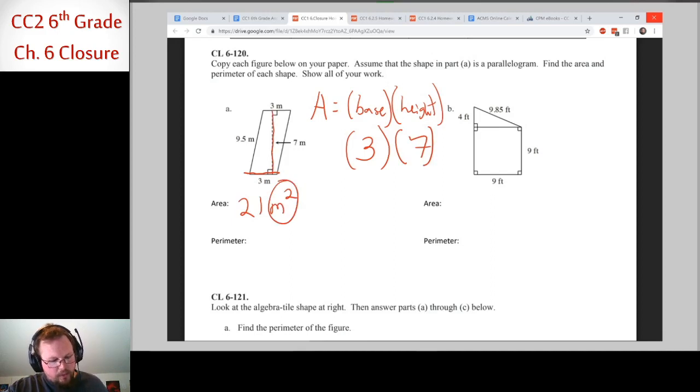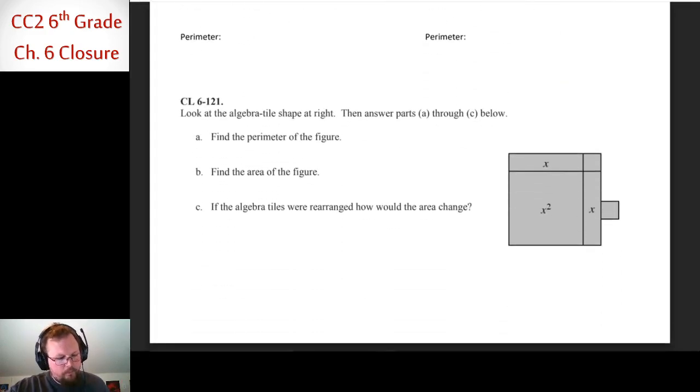Again, units are important. On this one, you're going to have to use the fact that 9 is here and here as well, and that the area of a triangle is 1/2 the base times the height. And you can use 9 and 4 for that, but do not use 9.85 when you're dealing with area. Perimeter is all the way around, so you'll use 9 for this.